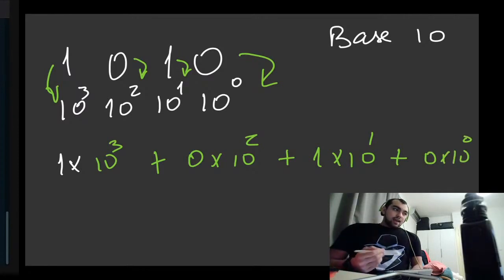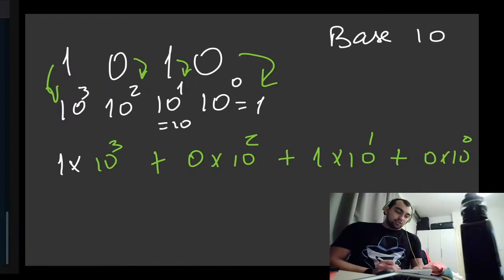Right? And the reason why this becomes the ones, the tens, the hundreds, the thousands, etc., is because, well, what is 10 to the power of 0? 10 to the power of 0 equals 1. 10 to the power of 1 equals 10. 10 to the power of 2 equals 100. 10 to the power of 3 equals 1,000, right? So that's what you're doing.